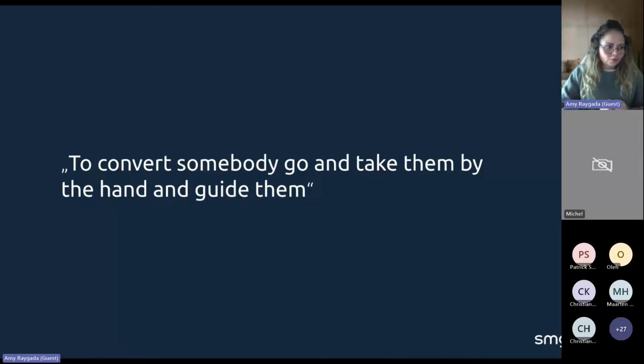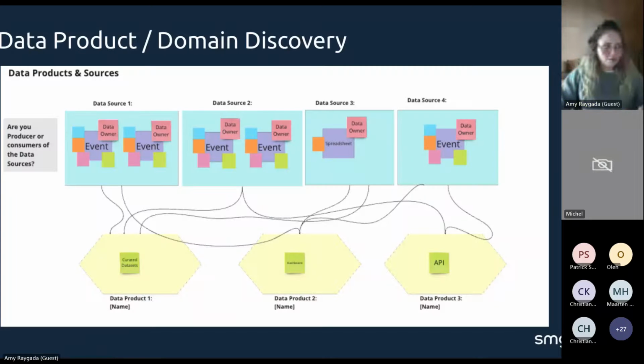So to convert somebody, go and take them by the hand and guide them. This is what I explained to you before with the example I gave you. It takes time. Most of them will reject you at the beginning, but if you manage to get one of these persons and show them the value, they will come with you. This is what I started to do basically with all the teams that wanted to have a domain created.